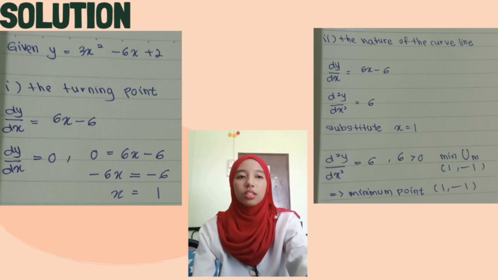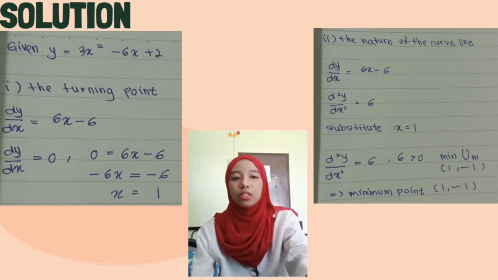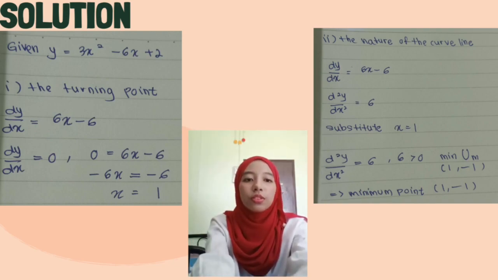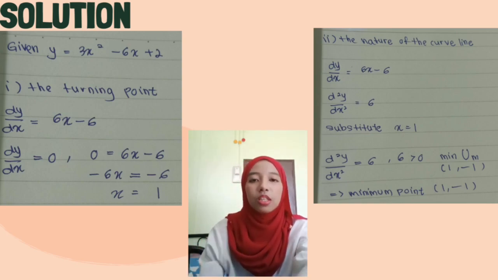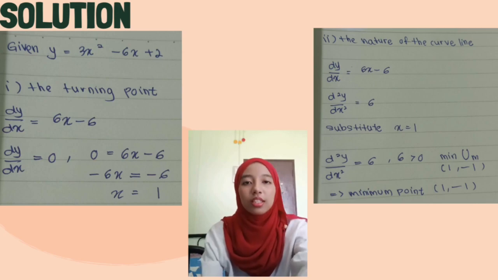Next question is the nature of the curved line. We already get the dy over dx which is equal to 6x minus 6. To get the minimum or maximum point, we have to do the second order differentiation, which is differentiate the dy over dx again, and the second derivative will get 6 only. We don't have to substitute because there is no x at the 6. So d squared y over dx squared equal to 6. So 6 is greater than 0. So the coordinate point will be a minimum point.